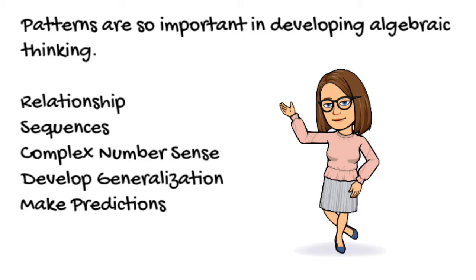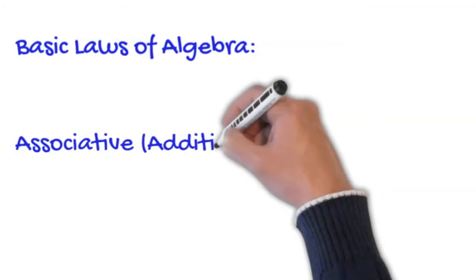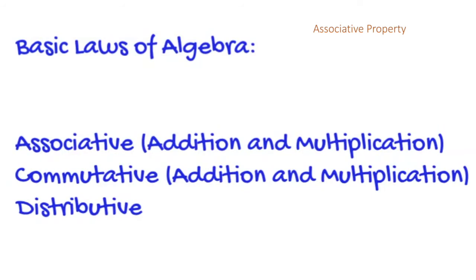Now, we also understand that there are different types of number patterns in mathematics. There's arithmetic, there's geometric, there's square numbers, there's cube numbers, there's triangular numbers, and of course there's Fibonacci numbers. In algebra, there are basic laws of algebra. Associative, which is addition and multiplication, commutative, which is addition and multiplication, and of course distributive. Now, these laws explain relationships between number operations and simplifying the equation and solving them. Again, this also involves patterns, and we want them to see that.